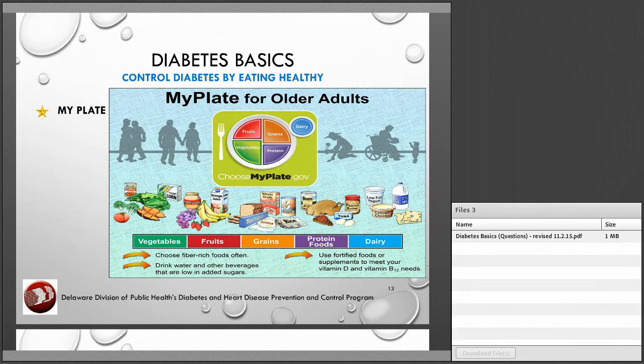Eating healthy is the beginning, and here is an example of the United States government's plan called My Plate. When you choose My Plate, you're choosing to eat vegetables as the largest portion of all of your foods. Fruits, also fiber-rich especially, should comprise between the fruits and vegetables at least half of your meal.